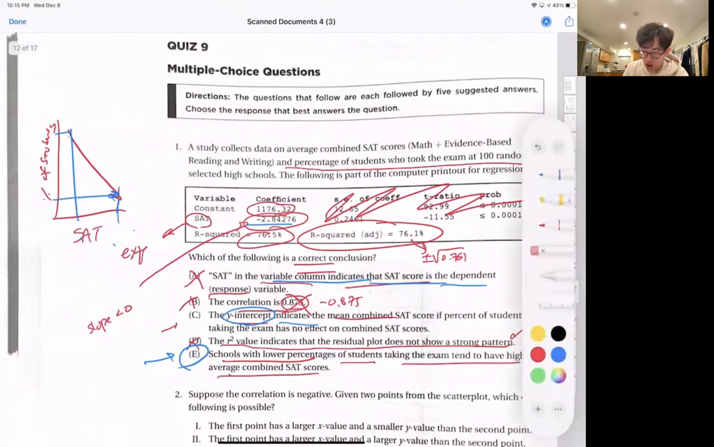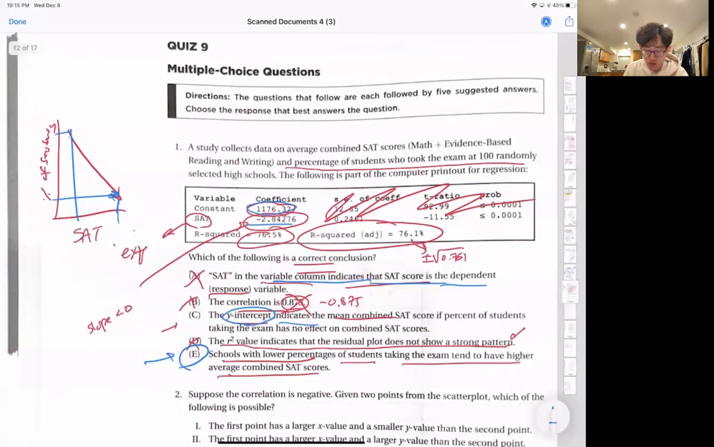But what this is talking about is that the y-intercept of 1176 should just be your straight up score when you have 0 for your X. That's what the y-intercept is talking about. It's not talking about the mean combined score. If percentage of students taking the exam has no effect, percentage of students took it is like actually 0%. But I just do not understand why these should not be changed. But anyways, it clearly describes the relationship between the two, so I think it should be fine.